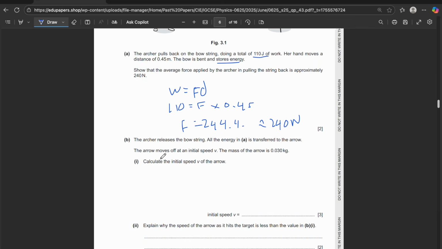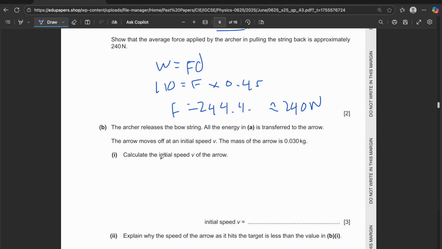b. The archer releases the bowstring. All the energy in a is transferred to the arrow. The arrow moves off at an initial speed, v. The mass of the arrow is 0.030 kilograms. 1. Calculate the initial speed of the arrow.